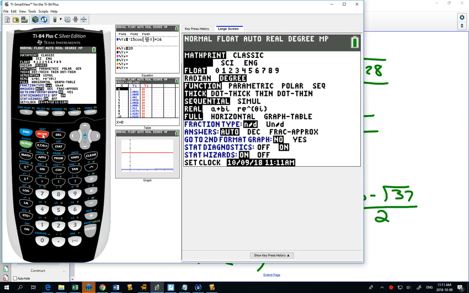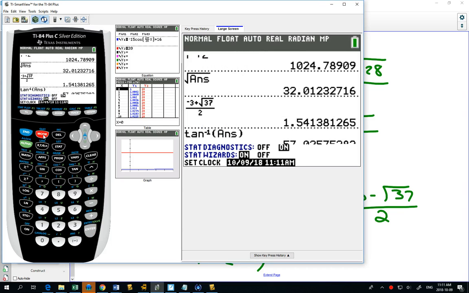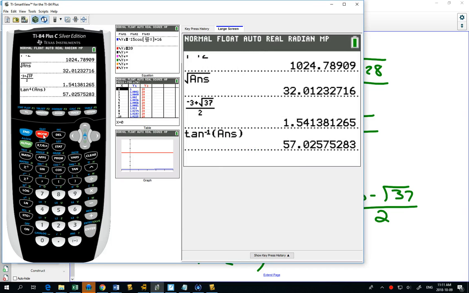Great. Mode, radians. Student: Wait, so because it didn't specify degree, we know it's radians? Anytime they're asking you to solve for theta and they don't specify, we're going to assume it's in radians, yes.